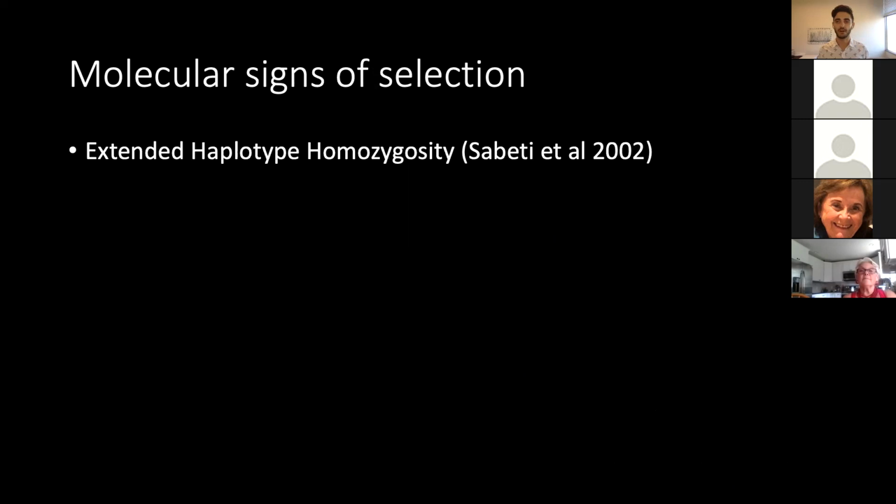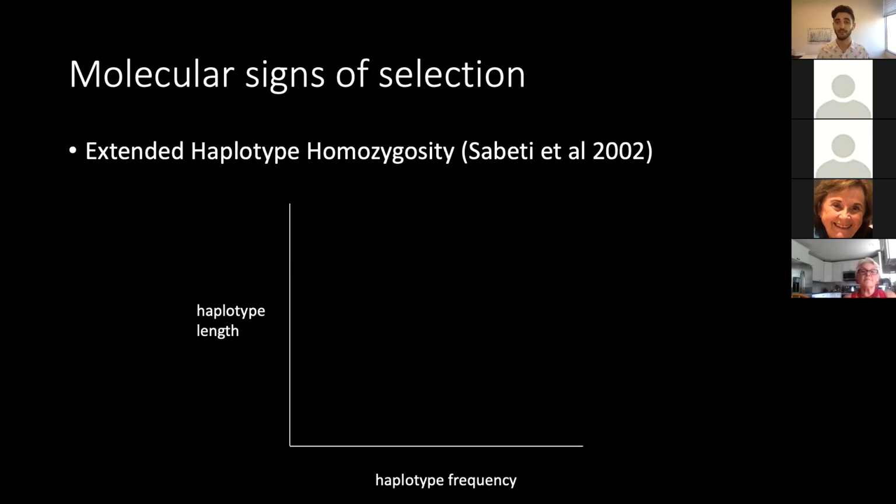The metric we're going to use is called extended haplotype homozygosity. In a population, you can imagine that a new neutral mutation arises. When it pops up, it is linked to the entire chromosome. So the haplotype is as long as it can possibly be, but it's as rare as it can possibly be. It's in one heterozygote of the population. So really long, but really rare.